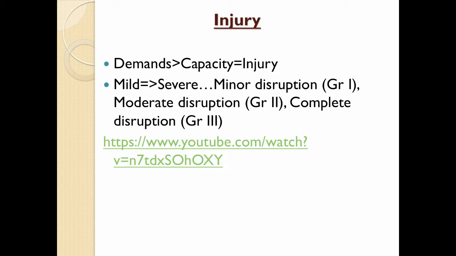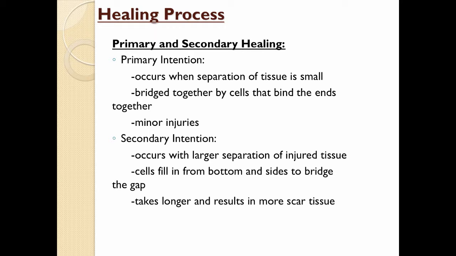So we can have injuries that are from mild to severe. We may have minor disruptions such as a grade 1, a moderate disruption as a grade 2, or a grade 3, a complete disruption. So we have primary and secondary healing. Primary intention is the first, secondary intention is the other.